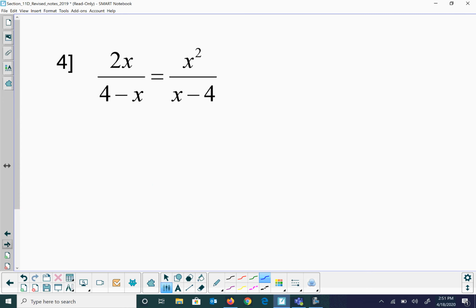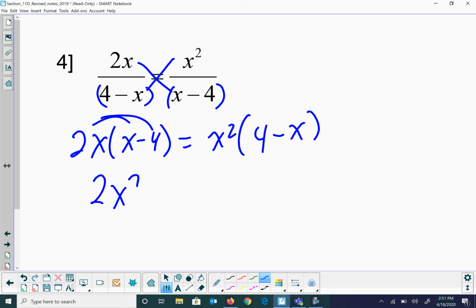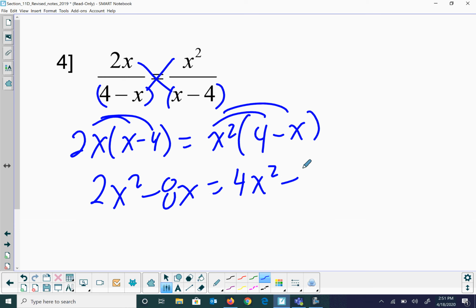Okay, again, we have two fractions equal to each other. Make sure you put these in parentheses, cross multiply. So you get 2x and x minus 4 equals x squared and 4 minus x. Distribute over your parentheses, so I get 2x squared minus 8x. And distribute this over your parentheses, so I'm going to get 4x squared minus x to the third. Let's move everything over, so it's going to be equal to 0.